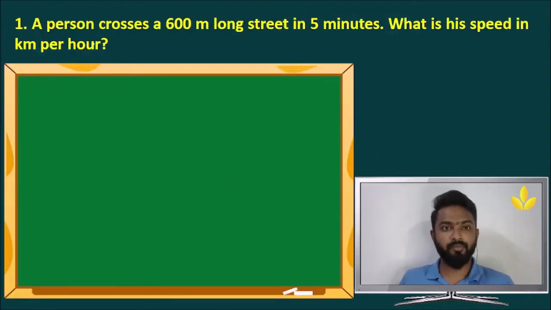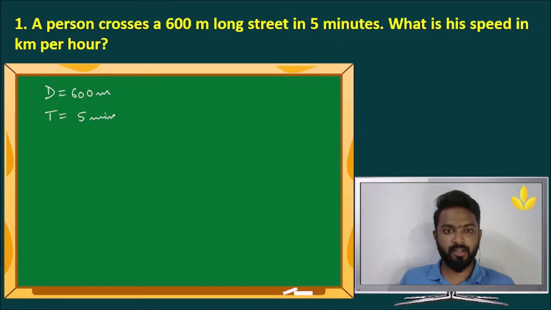Question number 1. A person crosses a 600 meter long street in 5 minutes. What is his speed in kilometer per hour? Alright, let's do this. The distance traveled is 600 meters. And the time is equal to 5 minutes. Let's convert it into seconds. How to convert minutes to seconds? We multiply by 60. So we have 5 into 60 seconds. No need to multiply this right now.